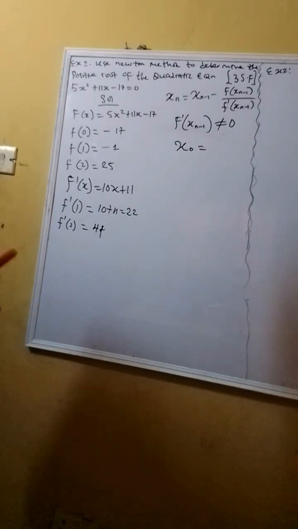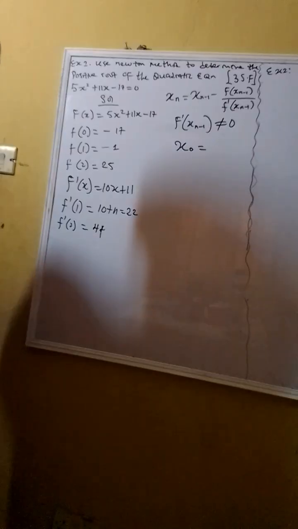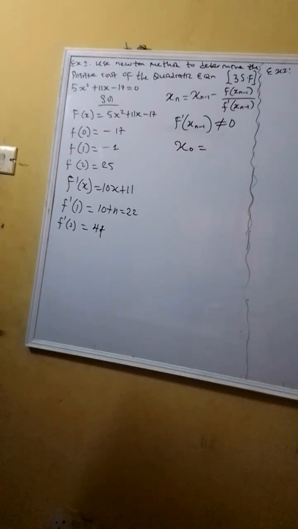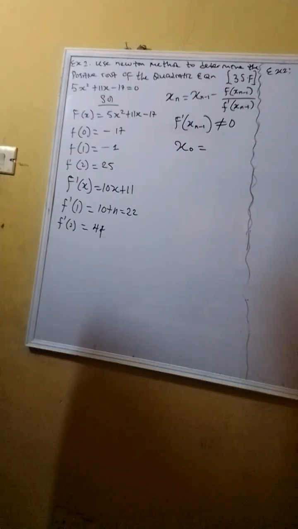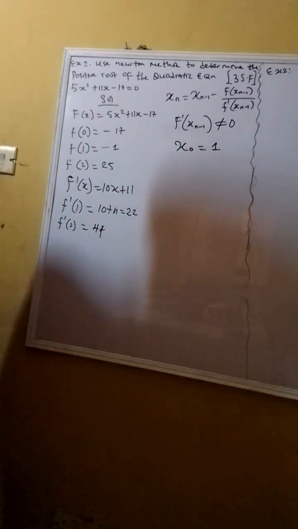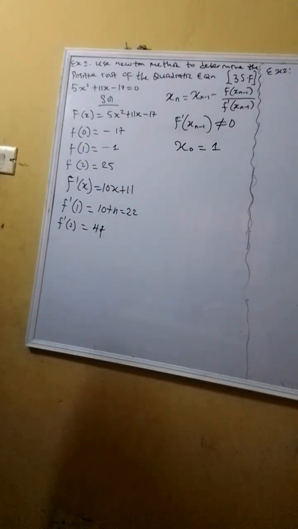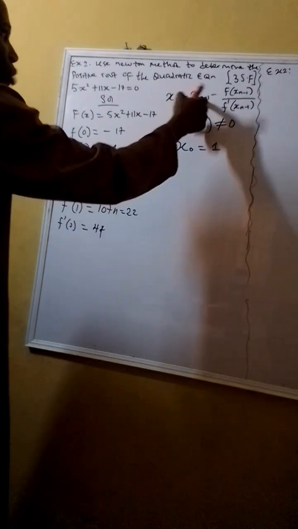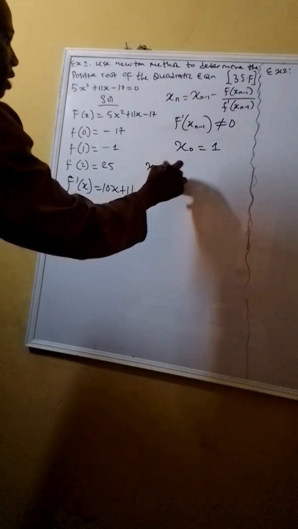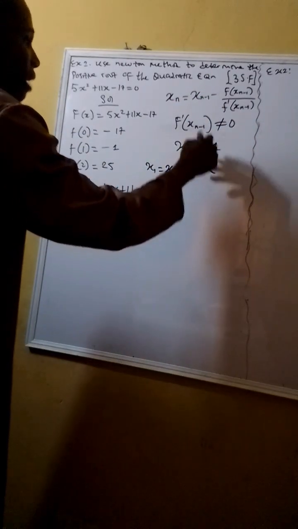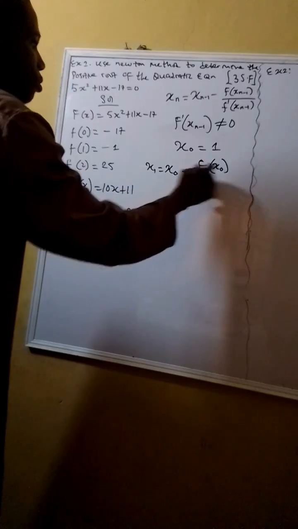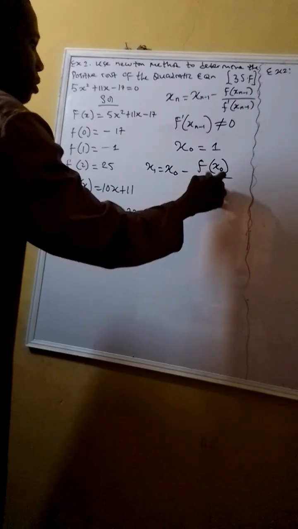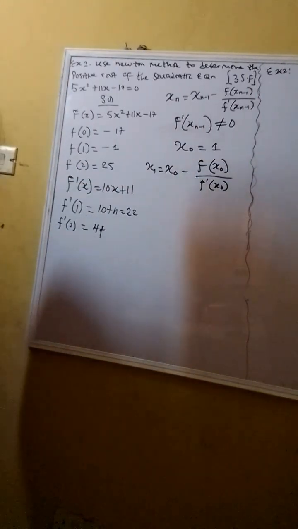Which means that both of them are suitable, or useful to utilize. So from this aspect, I can decide to use the function 1. So if I take my s naught, my intermediate value, starting from 1, that means my s naught is 1, and to get my s1, that will be s naught minus the function of s naught over the differentiated function of s naught. Are you with me?